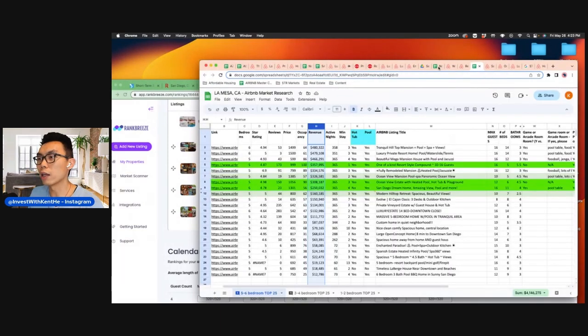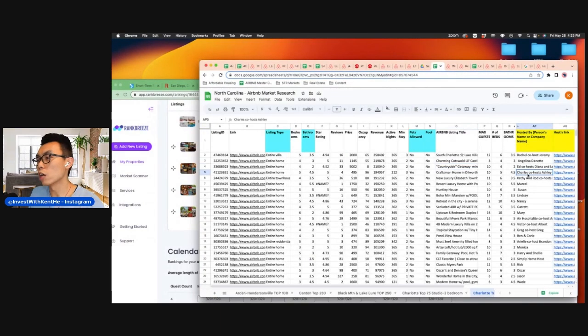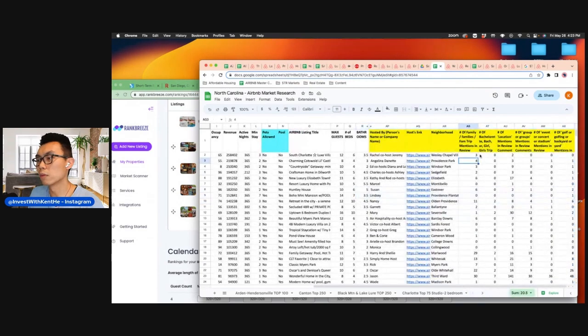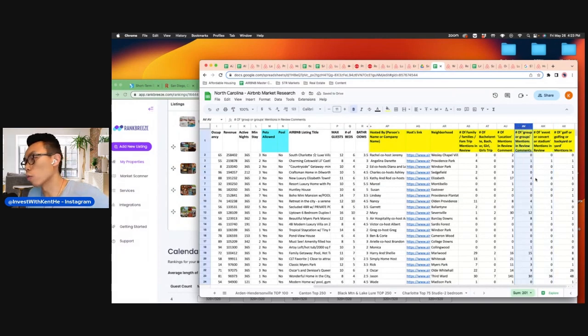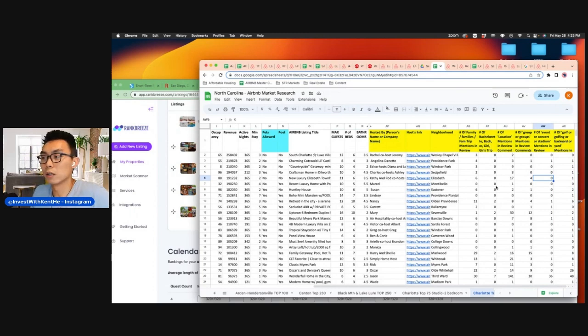I can figure out, hey, these are my top properties. Here are all my neighborhoods. Here are all the times that the word location is mentioned. I even put in the word golf or concerts or walking or walkable, so you understand how important walking distance is to your guests in your market. These are all the things that are going to be important for you to know, because this is going to give you the gross revenue.